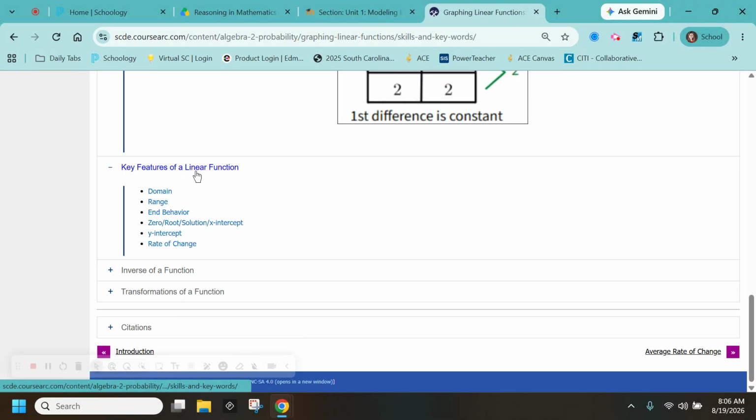Key features of a linear function, there are several embedded through here, but we have domain, range, and behavior. Zero, root, solution, x-intercept, those are all interchangeable. Those all mean the same thing. Y-intercept and rate of change.